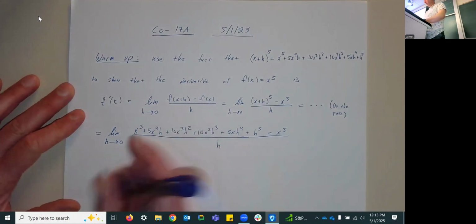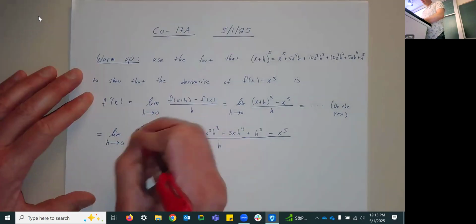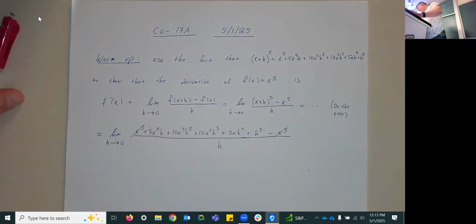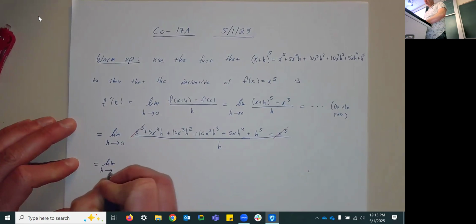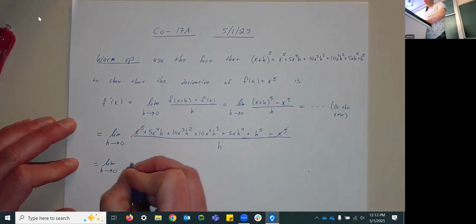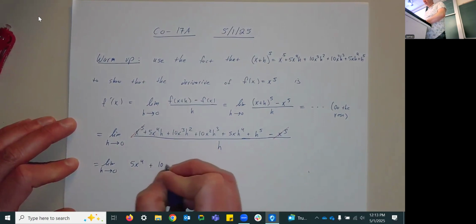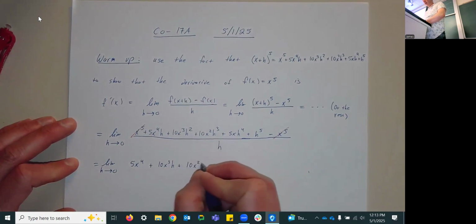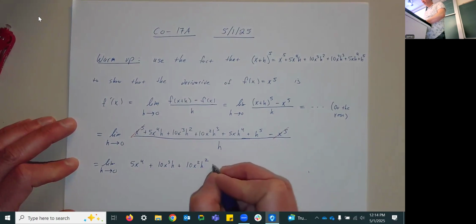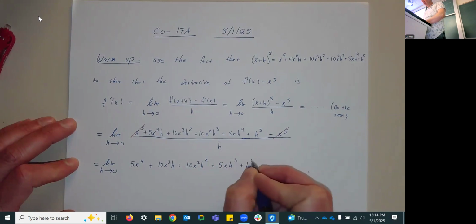And then finally, x to the fifth minus x to the fifth is 0. Those go away. Every remaining term has an h in it. So we can divide each term by h. So this is equal to the limit as h goes to 0 of 5x to the fourth h divided by h is just 5x to the fourth. 10x cubed h squared divided by h is going to be 10x cubed h. 10x squared h cubed divided by h is going to be 10x squared h squared. Every term, the power of h just decreases by 1. We get 5x h cubed, we get h to the fourth.